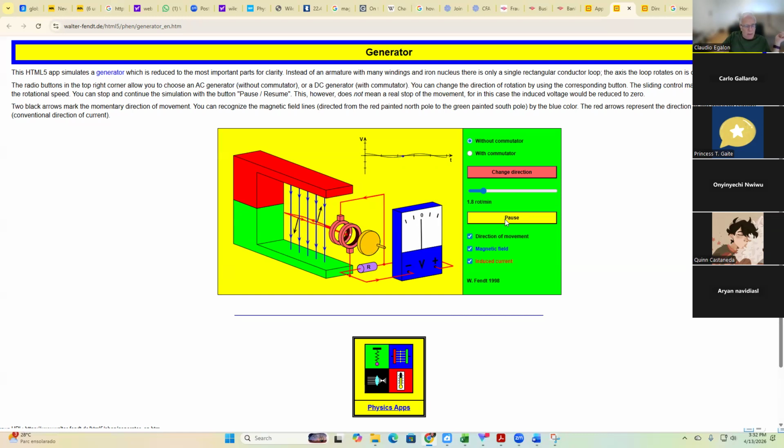Current is flowing in one direction. Magnetic flux, oh, see that? Now magnetic flux is decreasing. That's why the current switches sides. You can see that the direction of motion, the black arrow, is not completely aligned with the magnetic field. That's because we just passed the point of maximum flux. The moment we pass the point of maximum magnetic flux, the current switches direction.